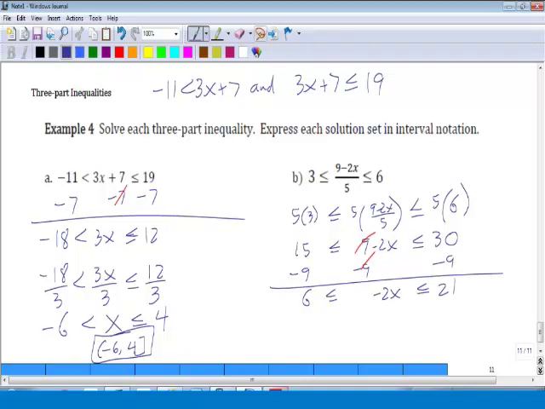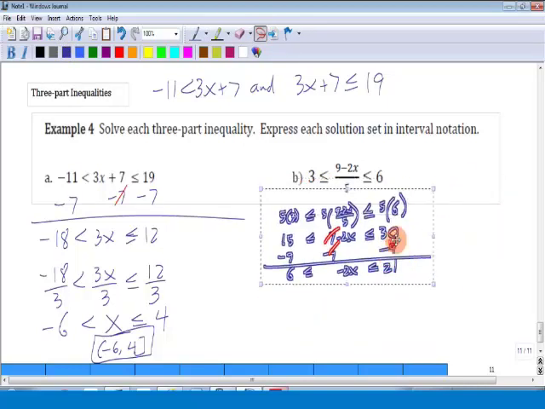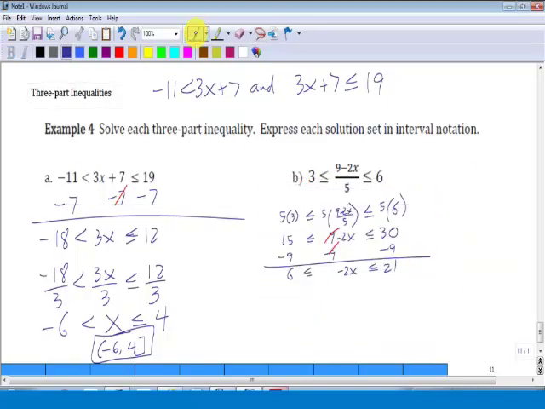And one final thing to do to all 3 parts. We need x in the middle. So divide all 3 parts by -2. Fresh copy of the 6. Fresh copy of the -2x. Fresh copy of the 21. Divide all 3 of them by -2. Do we leave the inequality symbols alone or reverse them?